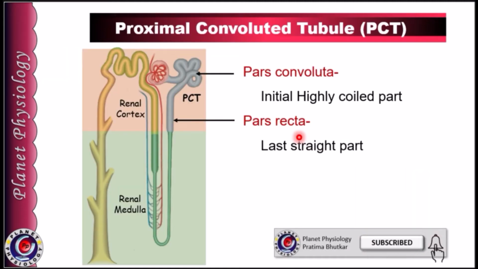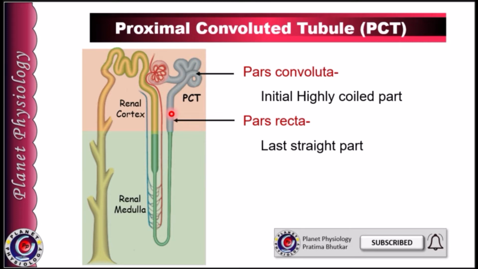Now coming to the proximal convoluted tubules or PCT. PCT is present in the renal cortex. Its initial part is highly coiled and hence called pars convoluta, while the lower part, which is straight, is called pars recta.